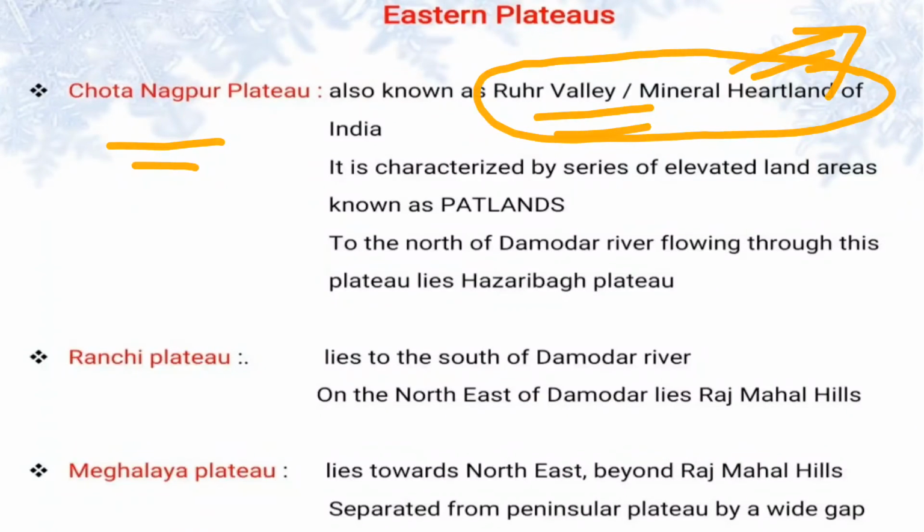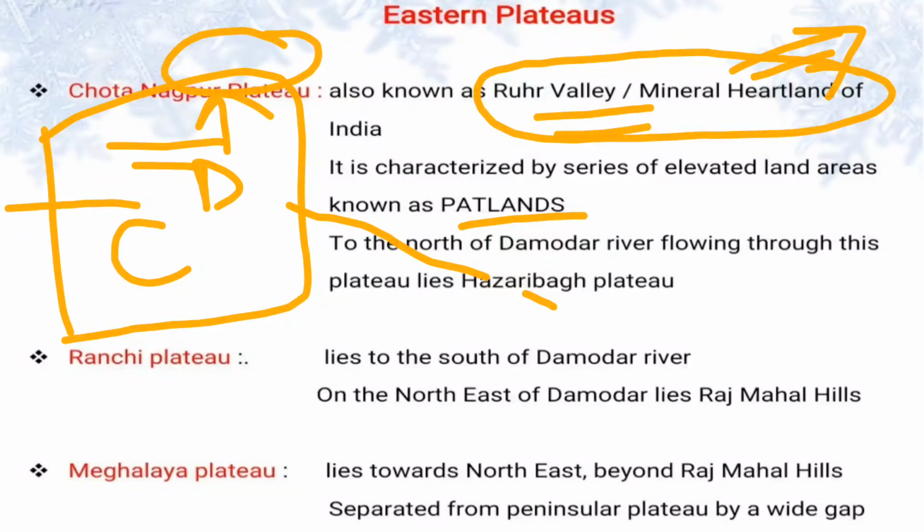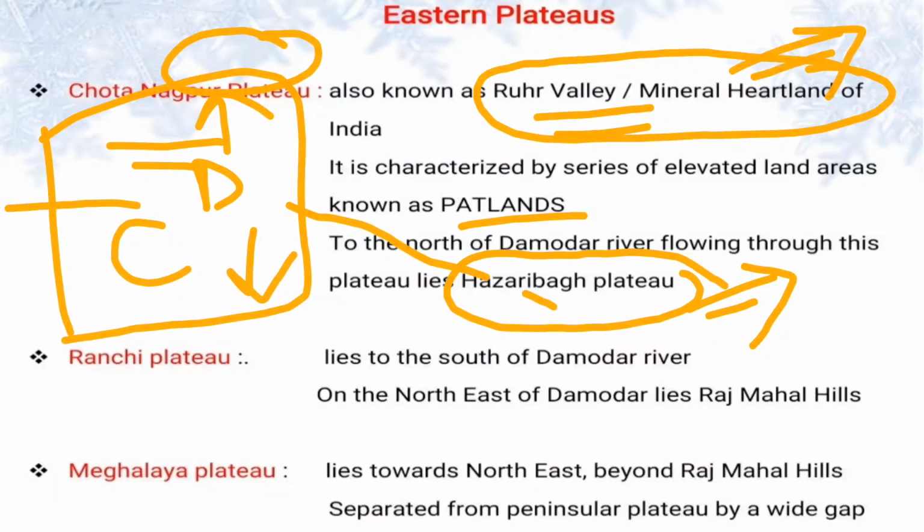Now Chhota Nagpur Plateau has some elevated land areas and these are known as the Patlands. Now this is Chhota Nagpur Plateau. To the north of it flows the Damodar river through this plateau. To the north of it lies another plateau called Hazaribagh Plateau, and to the south of this Damodar is another plateau known as the Ranchi Plateau, which we have to study after that.